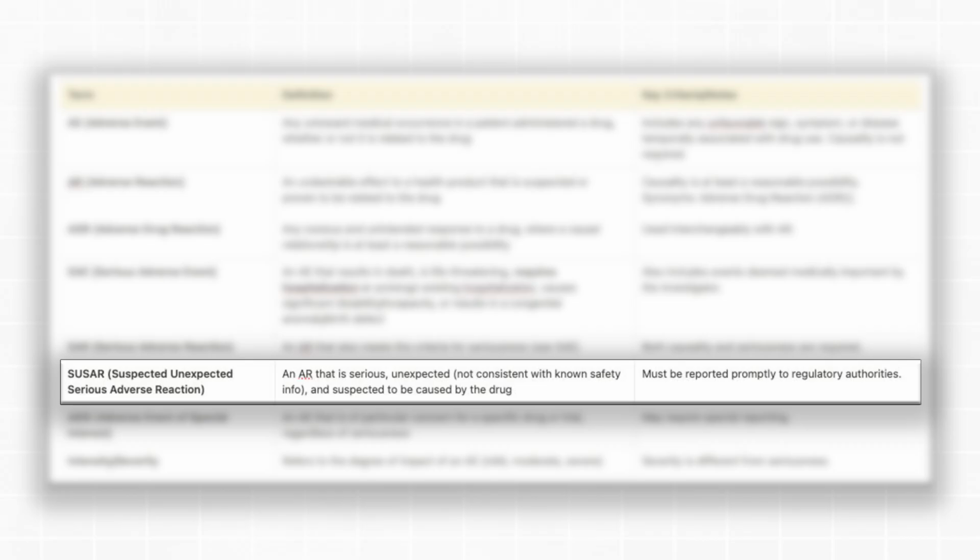Sometimes there are specific side effects that researchers are especially watching for, even if they're not serious. These are called adverse events of special interest, or AESI. They might be rare, but they matter for that particular drug. Intensity or severity refers to the degree of impact of an AE: mild, moderate, severe.